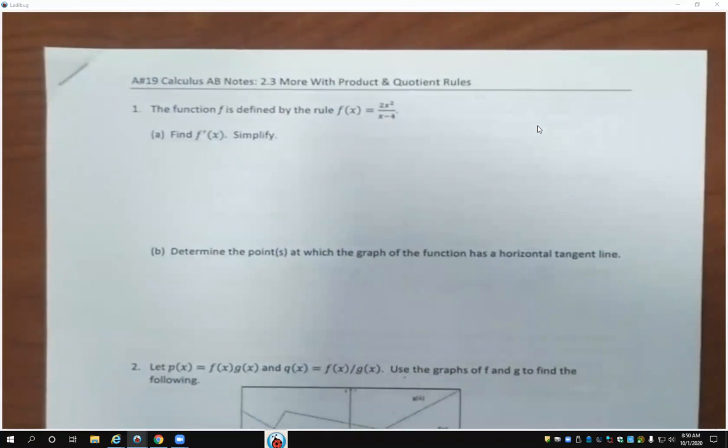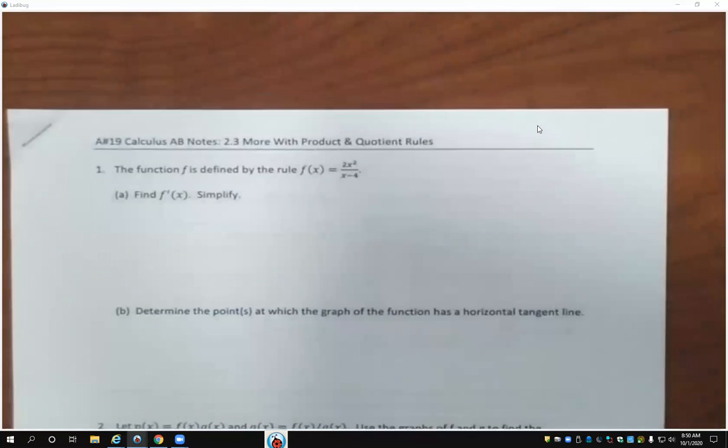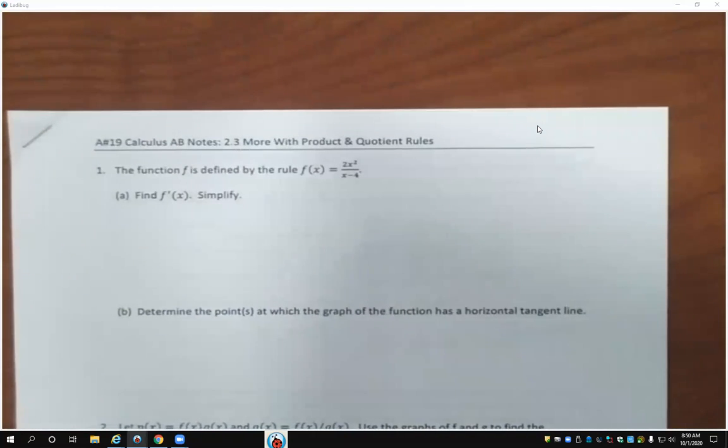Okay, as far as skills go, we're not learning anything new today. We're just going to take what we know and now apply it to different ways questions could be asked of you, or just different types of questions.